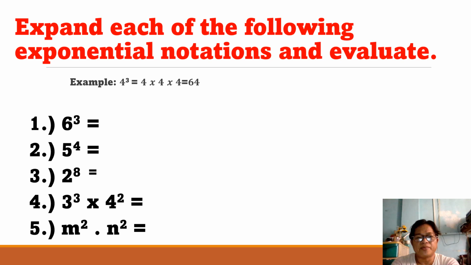Okay, let's have another example. Expand each of the following exponential notations and evaluate. Okay, you already have there an example. So you have 4 cubed. An expanded form is 4 times 4 times 4. And when you evaluate 4 times 4 times 4, it is equal to 64. Then do 6 cubed, 5 to the 4th, 2 to the 8th, 3 cubed times 4 squared, and 5 squared times n squared. Can you now describe this exponential notation?